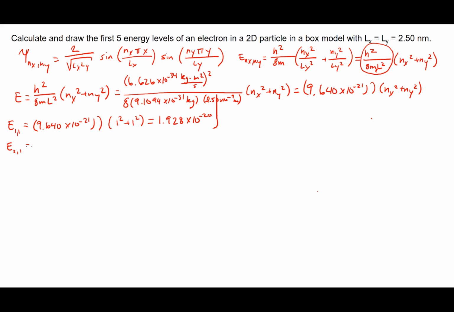If we do that, it's simply going to be the same thing: 9.640 times 10 to the negative 21, multiplied now by 2 squared plus 1 squared. 2 squared is 4, 1 squared is 1, so we're multiplying everything by 5, and so what we get now is 4.820 times 10 to the negative 20 joules. So that's the energy level of the 2-1 and the 1-2 states. Both of those have that same value.